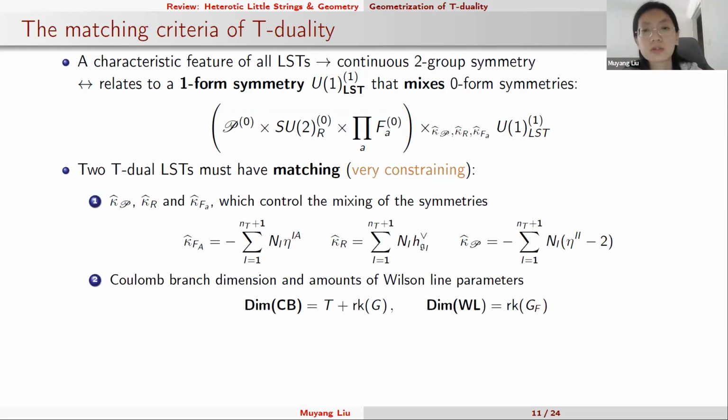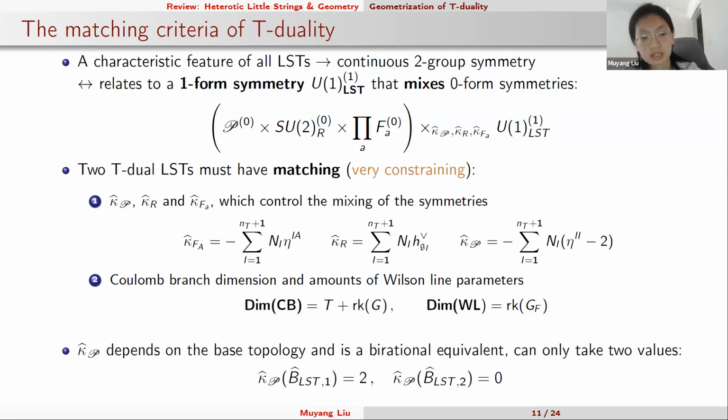The first category comes from the two-group structure constants relevant to the Poincare symmetry, the R-symmetry, as well as the flavor symmetry. And the rows eta ij and ii are the relevant data appearing in the 6D quiver. And h^vee_i is the dual Coxeter number of the relevant gauge algebra G_i. And we also require that they must have matching Coulomb branch dimensions and numbers of the Wilson line parameters.